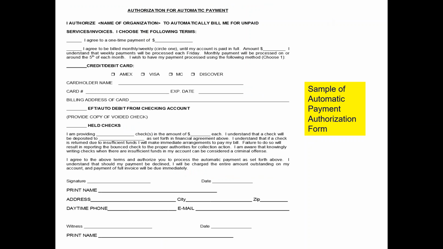This is an example of an automatic payment authorization form. And you'll see it says here, I authorize Apple Medical Clinic to automatically bill me for unpaid services. I choose the following terms. Okay, and this would be a one-time payment or billed monthly. It tells when the payment will be processed and the method of payment, whether it's a credit or debit card, auto debit from the checking account, or held checks.